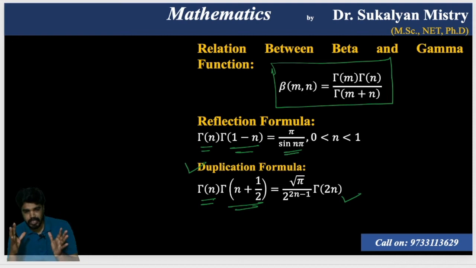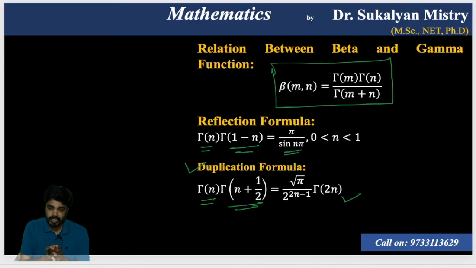So, these are the basic properties and give the definition of beta function and gamma function. Now, we discuss some problems from beta function and gamma function. Okay. So, let us start.